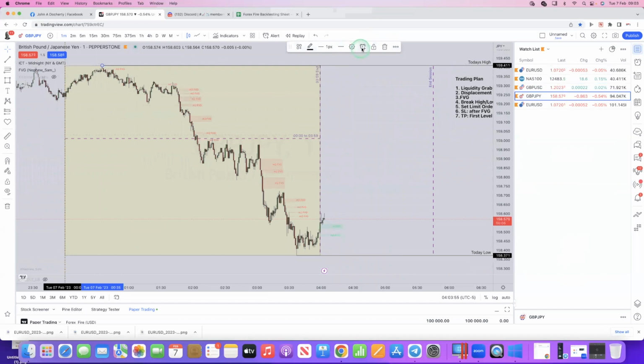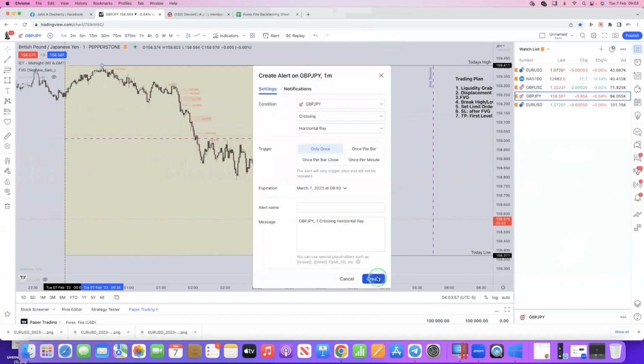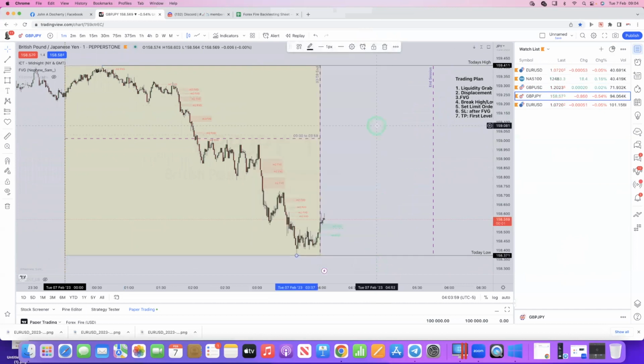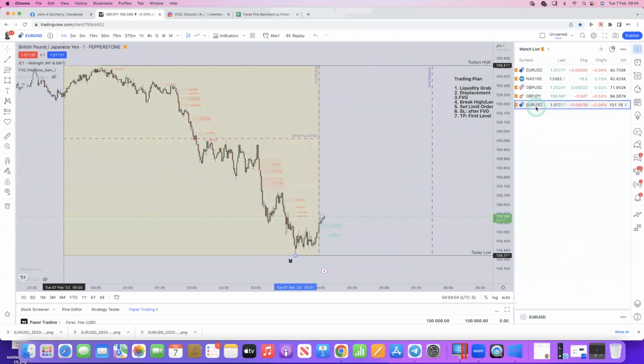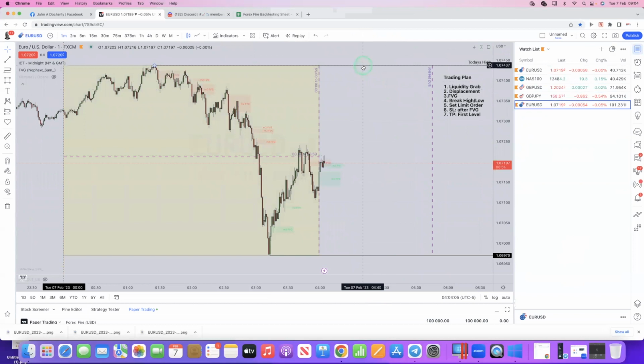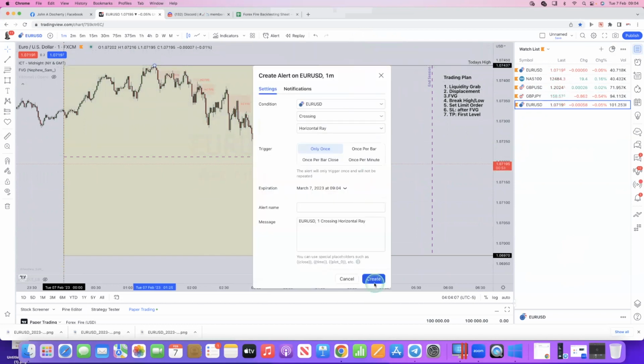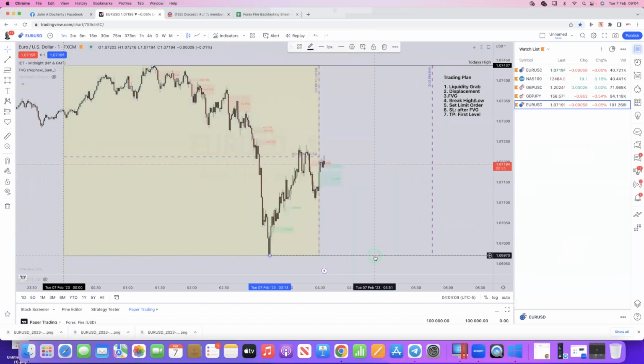So again, on each of these pairs, we are setting our high and low alarms. And then that just lets you walk away from the computer, to be fair. And when you get the alert, you can just go back once you see that these zones or ranges are being broken. So that is everything set.